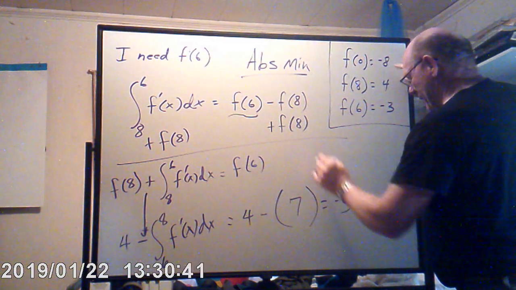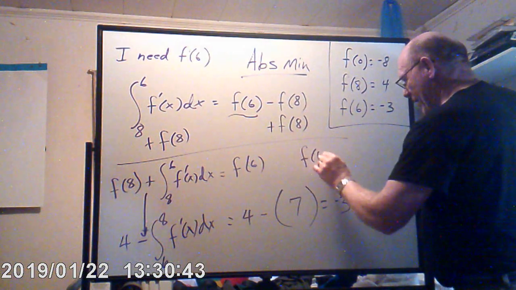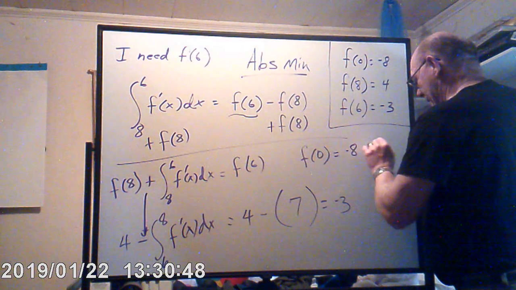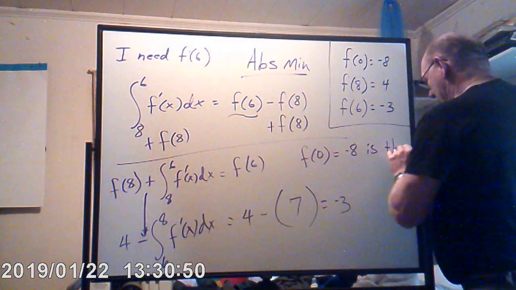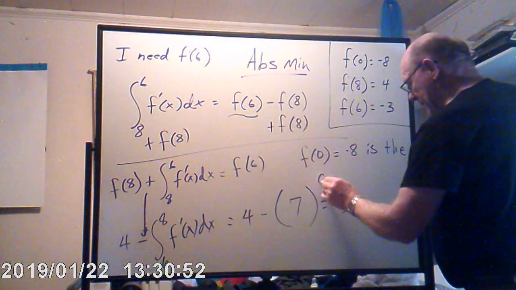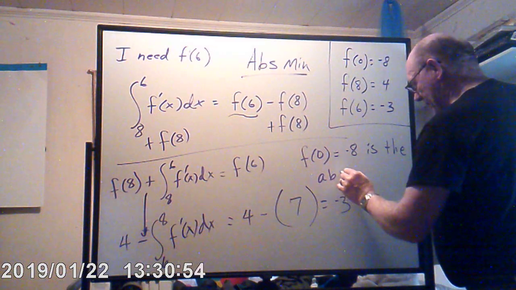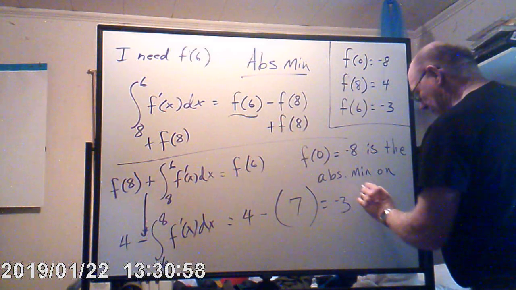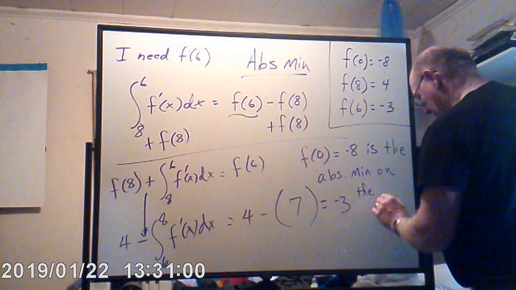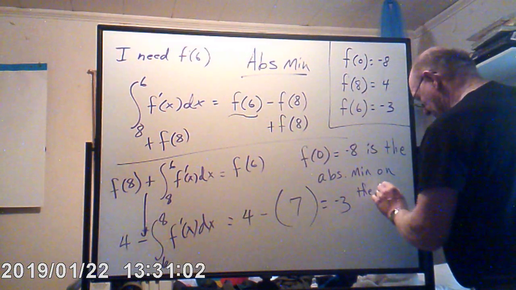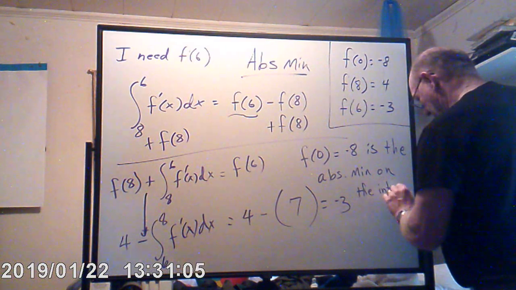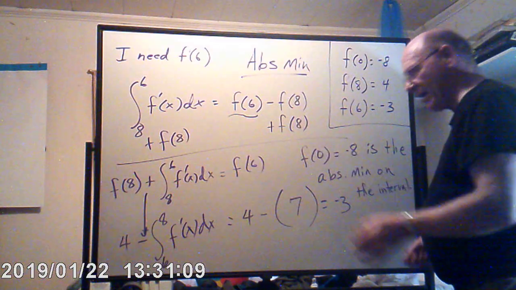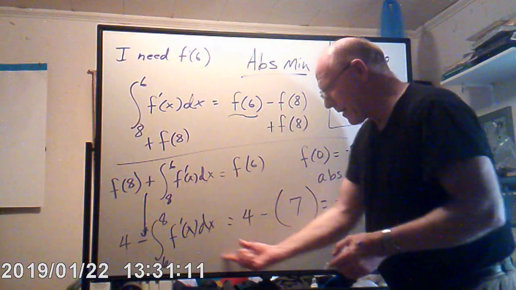So f at 0 equals -8 is the absolute min on the interval. And that's what they want to see. They want to see the evidence in the work that you're doing here.